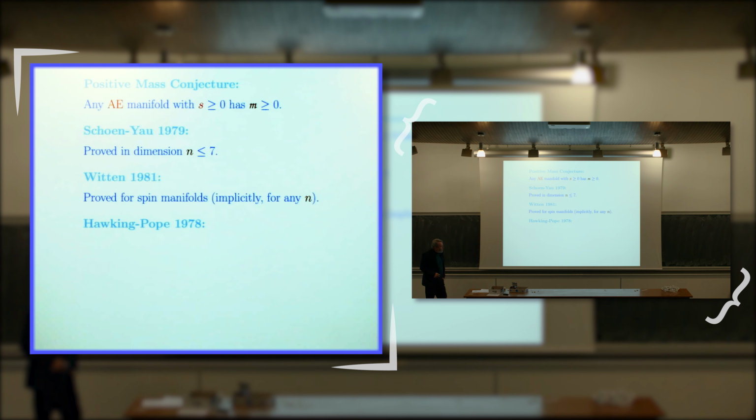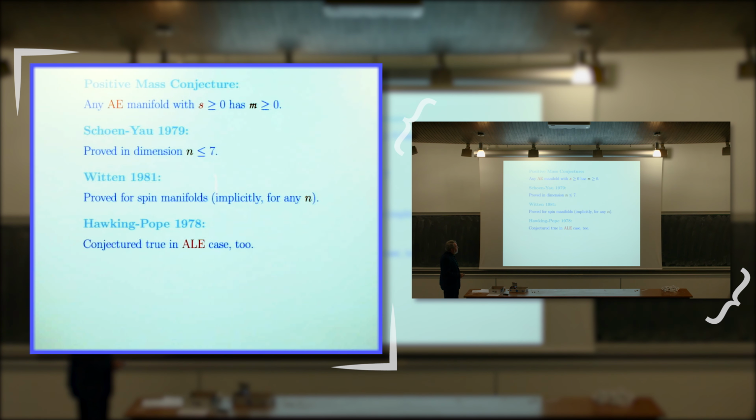All right, Hawking and Pope, in a different direction in the 70s, made a conjecture that this theorem should be true in the ALE case. So instead of assuming the manifold looks like Euclidean space at infinity, suppose it looks like a quotient of Euclidean space by a finite group at infinity.